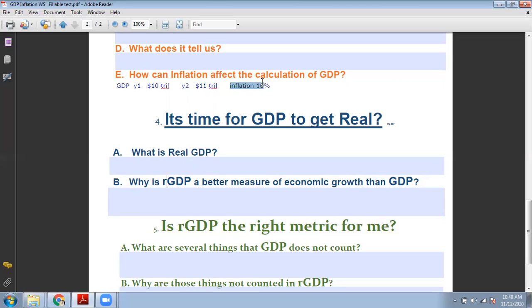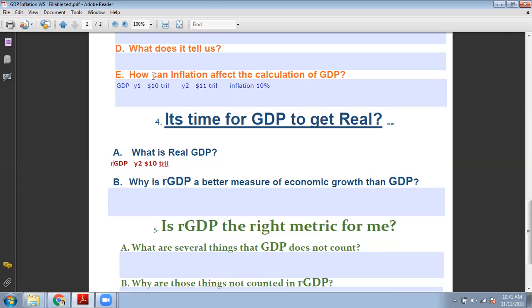So if we calculated there's 10% inflation, and year 1 we made 10 trillion, and year 2 we made 11 trillion, what real GDP would do is say, wait, if there's 10% inflation, we need to decrease, what we call a GDP deflator, decrease the $11 trillion GDP by 10%. If we do that, the real GDP for year 2 would be, well, you got it, $10 trillion, because it would give us the real GDP of that year.